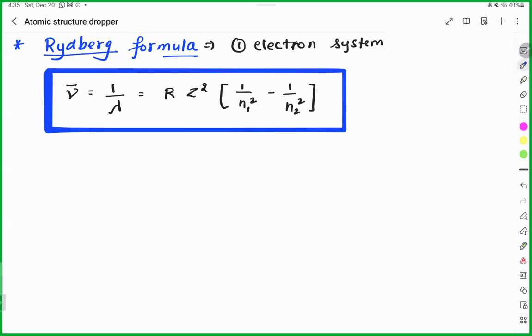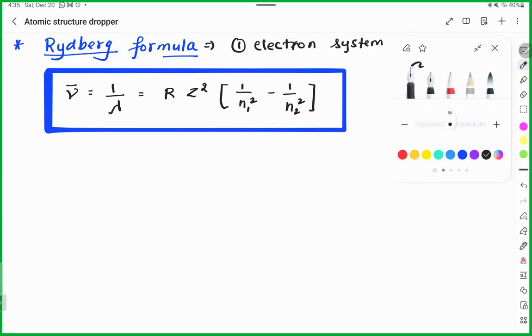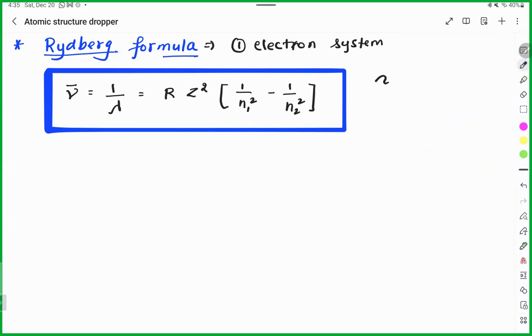This value of Rydberg constant is taken in different forms, but one of the most common values is 1 by R equal to 912 angstrom. 912 angstrom is one of the most popular values of the Rydberg constant in the reciprocal form.